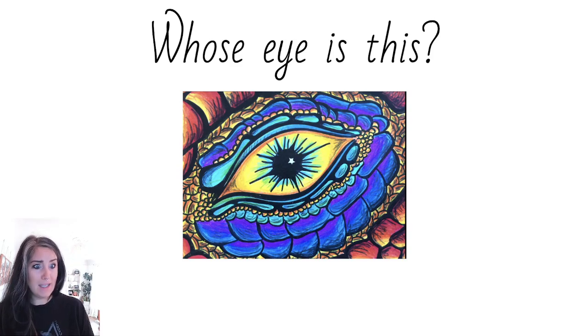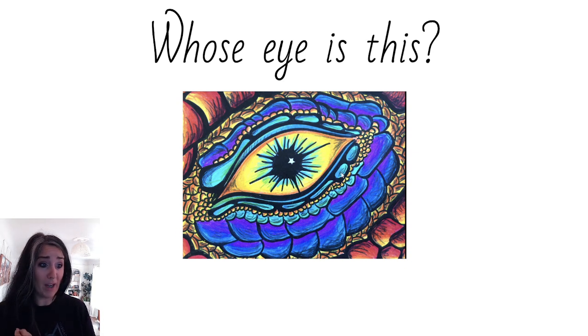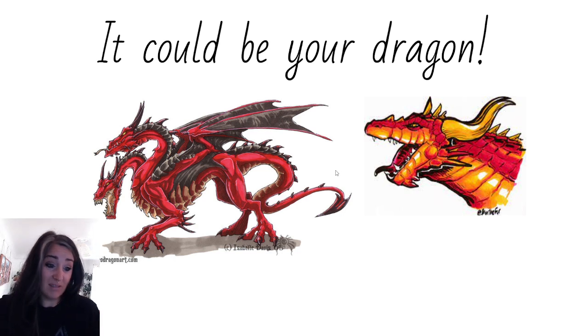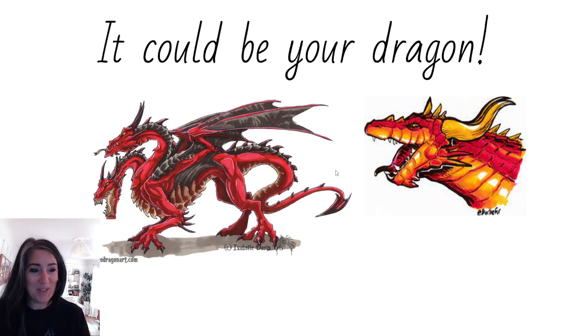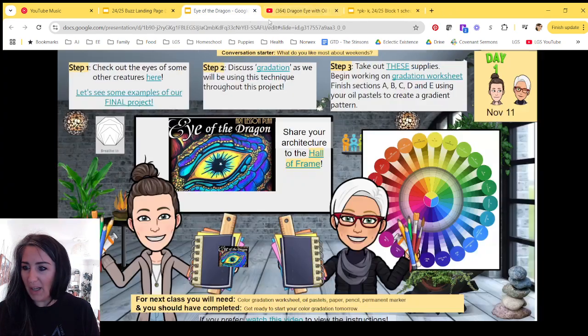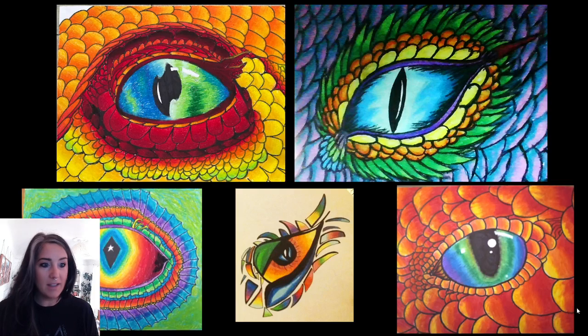Whose eye is this? Notice the pupil is a different shape than we've maybe ever noticed. There's all kinds of texture and color gradients going on in this eye and around the edges as well. So what creature could this possibly belong to? Well, it could be your dragon eye because you get to design it. So let's take a look at some dragon eyes that have been created, some examples.